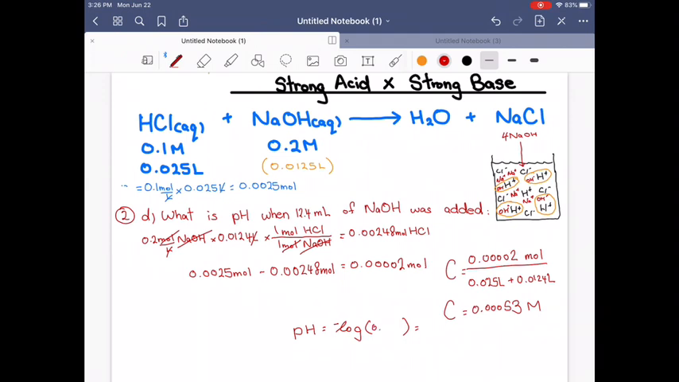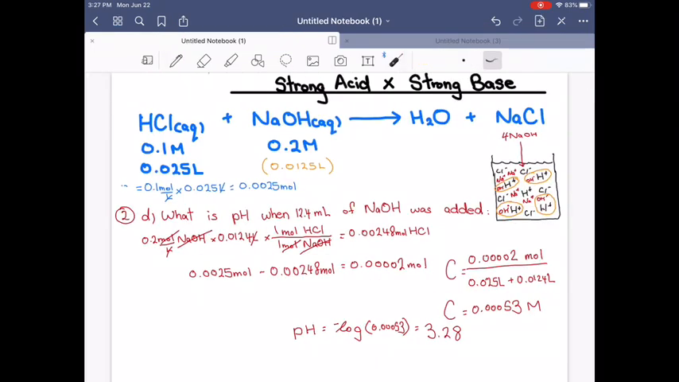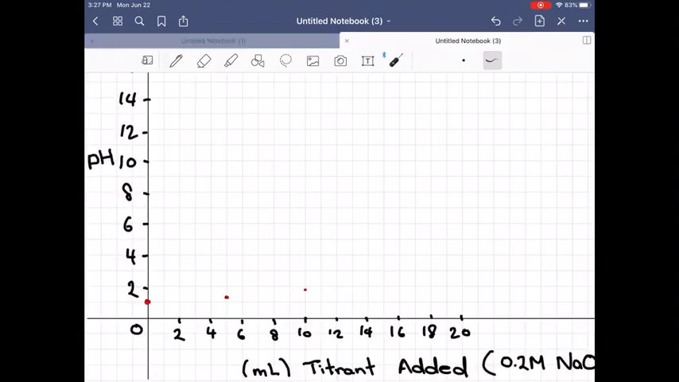As you can see, the concentration of HCl is getting smaller and smaller, which means when you plug these things into your negative log equation, you're going to get a number higher and higher, and you will. My calculator says 3.28. Finally, you're getting a little bit more of a significant jump. So as you can see, the amount of titrant added is definitely not linear with the pH, because right now your pH is at 3.28.